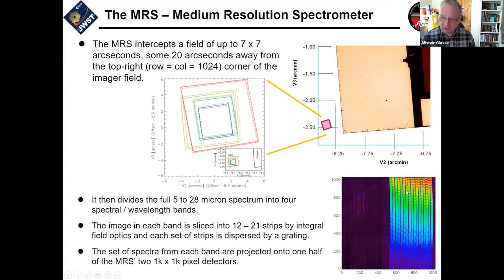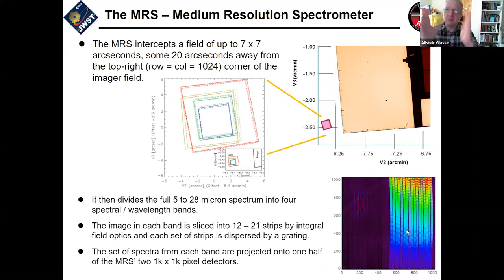Each spectrum that we take occupies half of one of our detectors. We have four detectors, so you get four spectral images simultaneously. This is a made up image that I've created. The one on the right is what you would see if you were looking at an extended target.